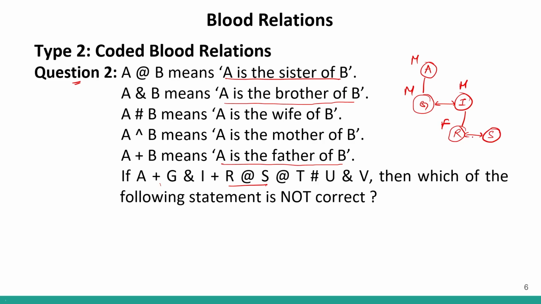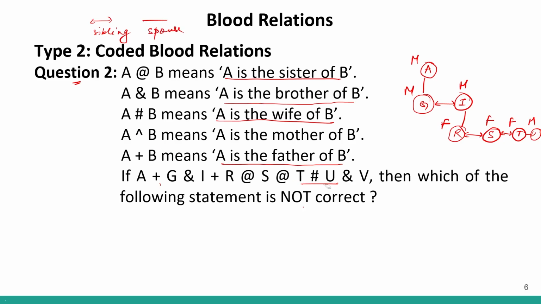S's gender is unknown. S at the rate T means S is the sister of T. So they have another sibling T. S's gender is female since S is the sister, and T's gender is unknown. Correct? T hashtag U means T is the wife of U. So if T is the wife of U, that means T would be female and U would be male. So this bond shows sibling and this bond shows spouse.